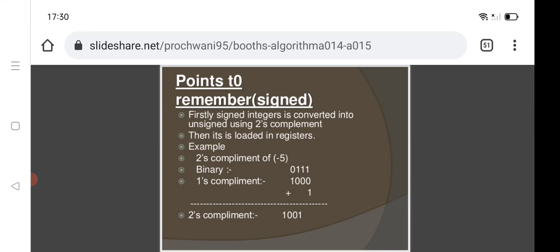Example, if I am having minus 5, then I need to perform the 2's complement for the minus 5. How are you going to perform this 2's complement? Let us assume that it is not minus 5, but minus 7. What is the binary value for 7? It is 0, 1, 1, 1. What is the 1's complement for that? It is 1, 0, 0, 0. And if I do plus 1, then I will get the 2's complement. What is the 2's complement for 7? It is 1, 0, 0, 1.